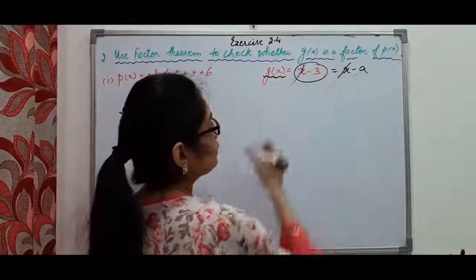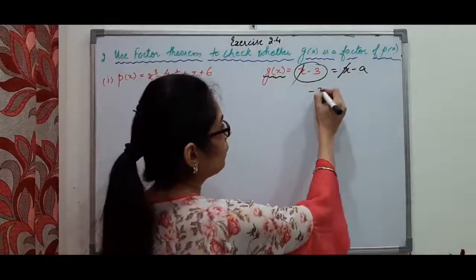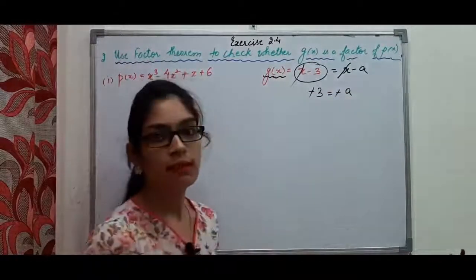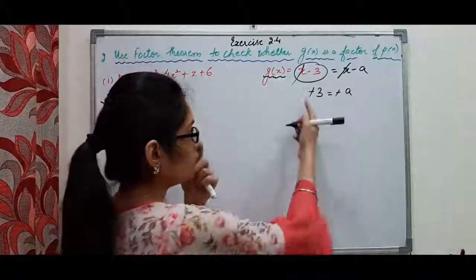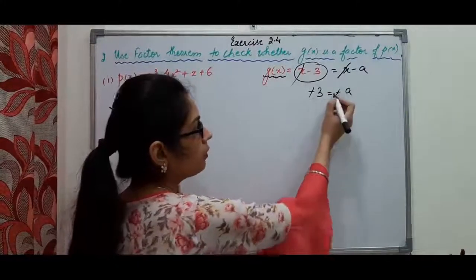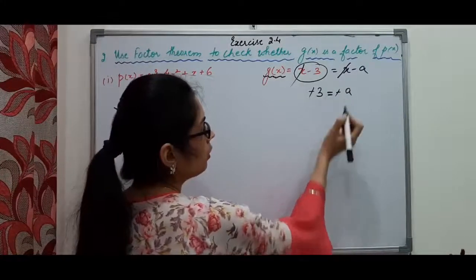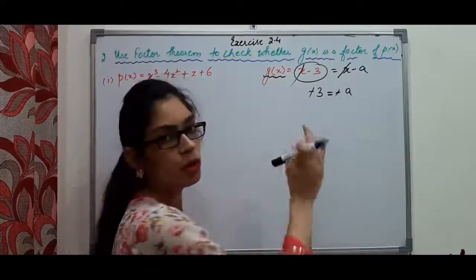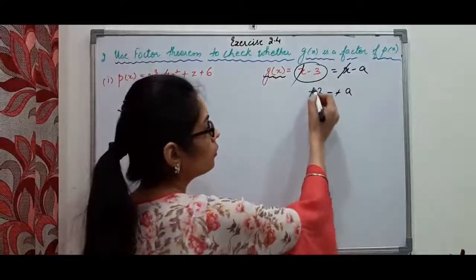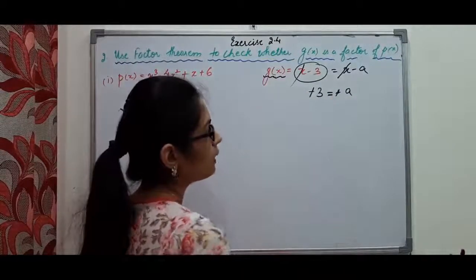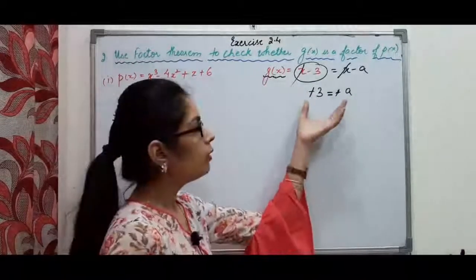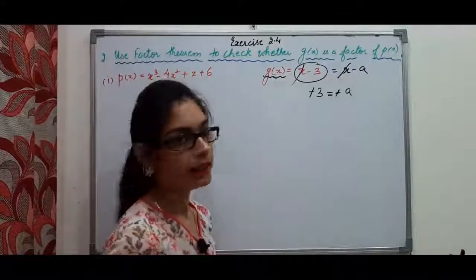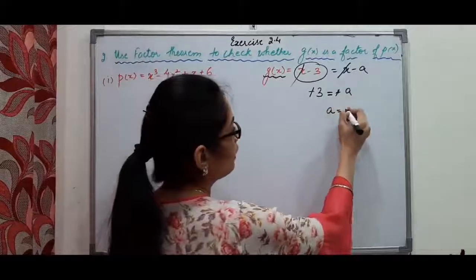This x and this x will get cancelled. So I am left with minus 3 is equal to minus a. Minus and minus signs will get cancelled, because you can see minus signs are present on both sides of the equal to. So they can get cancelled, because same things on both sides of this sign will always get cancelled, just like we have cancelled x. So from here I can write a is equal to 3.